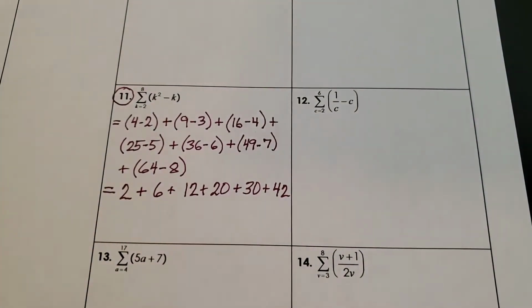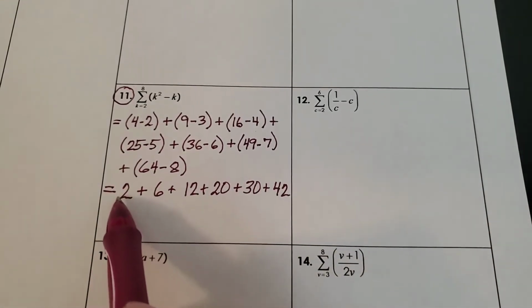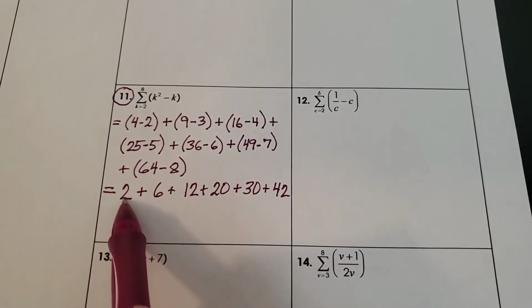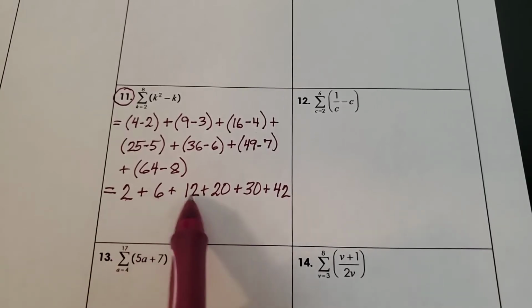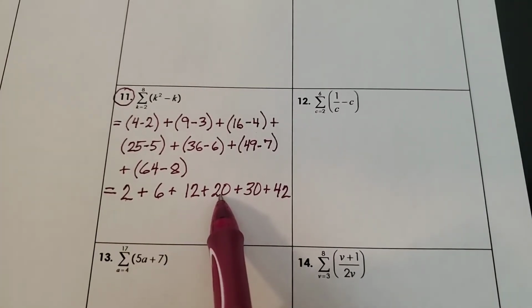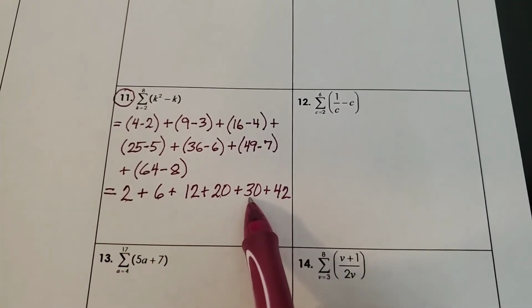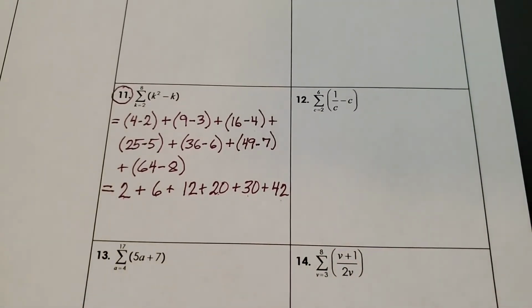Notice here, just explore the patterns a little bit here. Notice this is 1 times 2. This is 2 times 3. 12 is 3 times 4. 20 is 4 times 5. 30 is 5 times 6. 42 is 6 times 7. That is really interesting. Why is that?